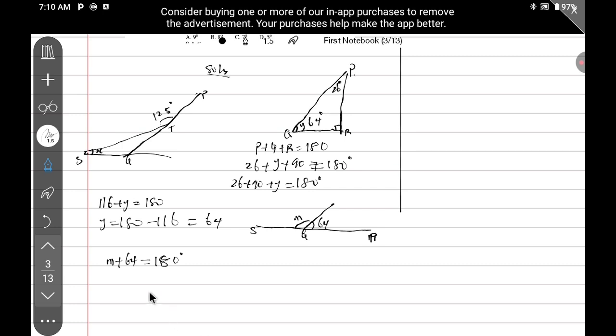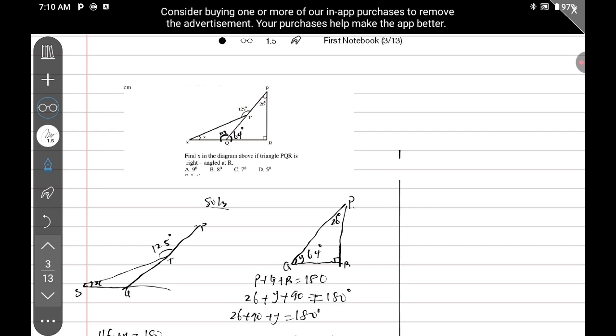Now the next thing to do is to subtract 64 from both sides, or take it to the other side. So M is equal to 180 minus 64, since 64 minus 64 cancels. 180 minus 64 gives us 116 degrees. So this angle M here is equal to 116 degrees.